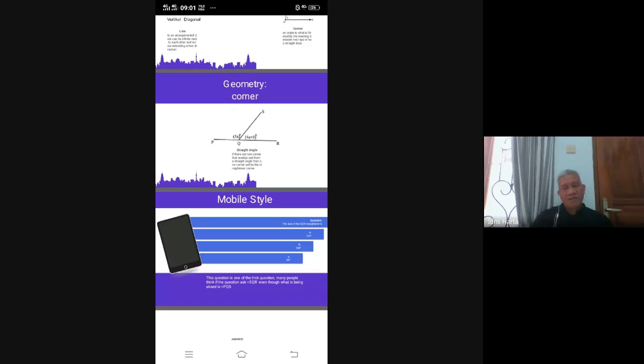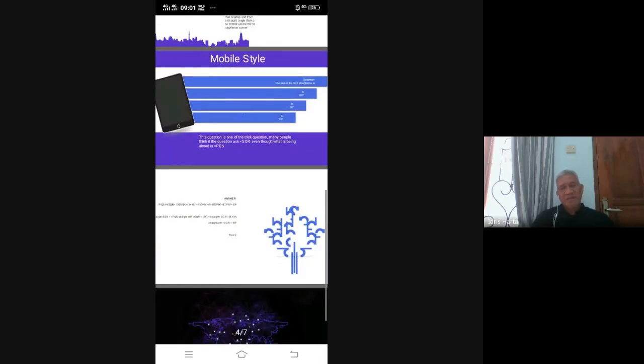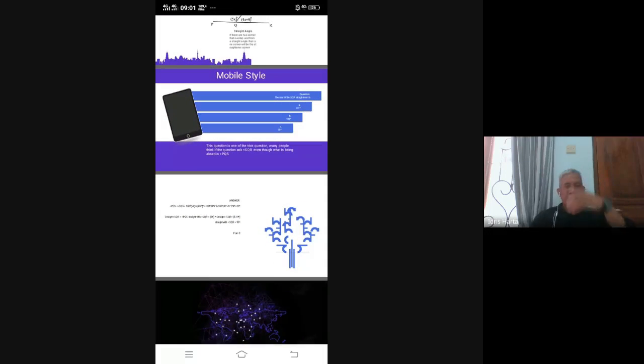Sebentar, wait a minute. Jangan pakai corner, dalam matematika tidak ada corner ya. Yang ada vertex. Maksudnya ini titik sudut ya.